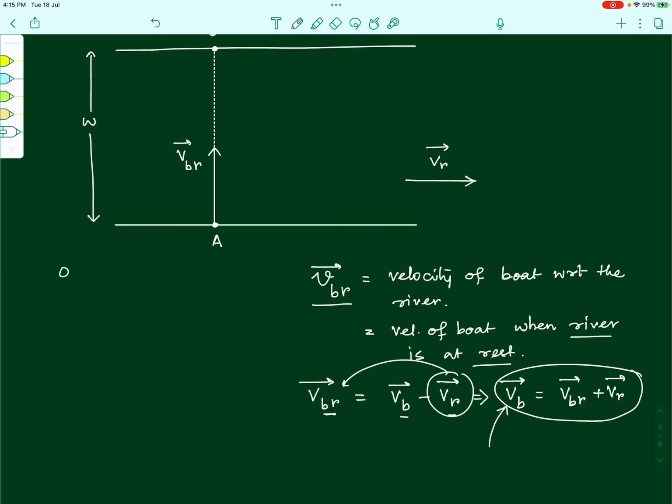So VB is that velocity of the boat with which the boat will actually move as observed by someone who is standing on the riverside, on the shore. If there is a person standing on the riverside and observing the boat, then VB will be the velocity of the boat as seen by this person.